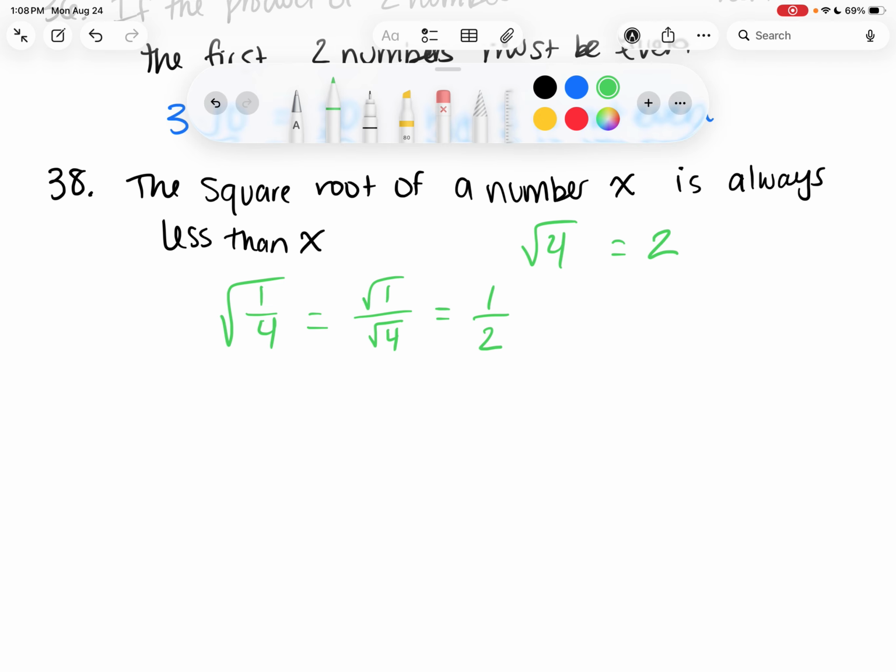So the square root of a number x, so that would be 1/4, is always less than x. So 1/4 is x. The square root of x is 1/2. Is that true? Is 1/2 less than 1/4? Yep. It's greater than, so this would be my counterexample right here, because 1/2 is greater than 1/4. That would be your reasoning. Questions on those?